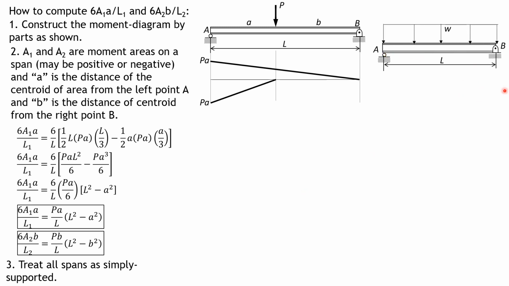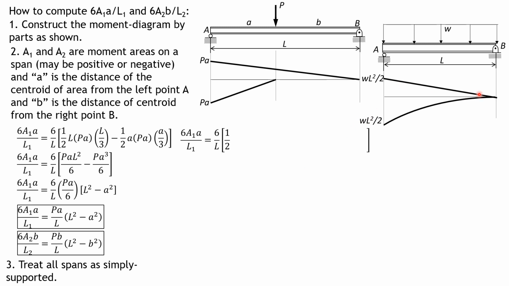Then due to uniformly distributed load, of course, the moment of the loading is W times L over 2, which is negative, and the degree of the curve is second degree. So therefore, the moment of the reaction is also WL squared over 2. So to make the moment at A 0, because that's simply supported. Even if it is not simply supported, you always treat the span as simply supported. So therefore, the value of 6A1A over L1 is 6 over L.